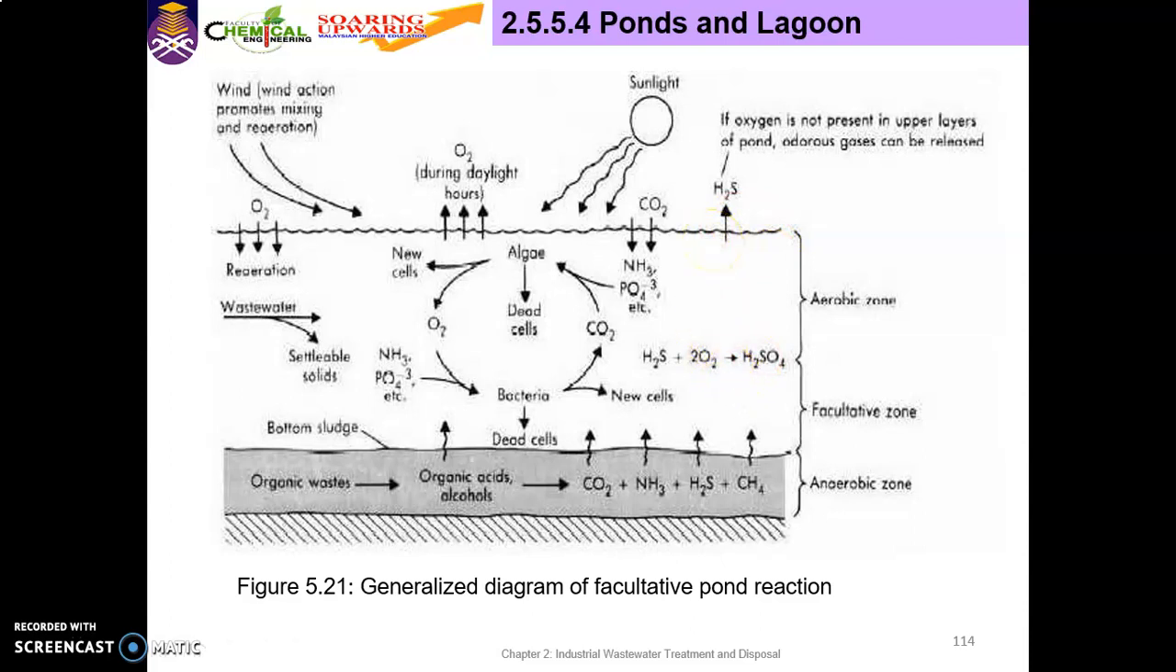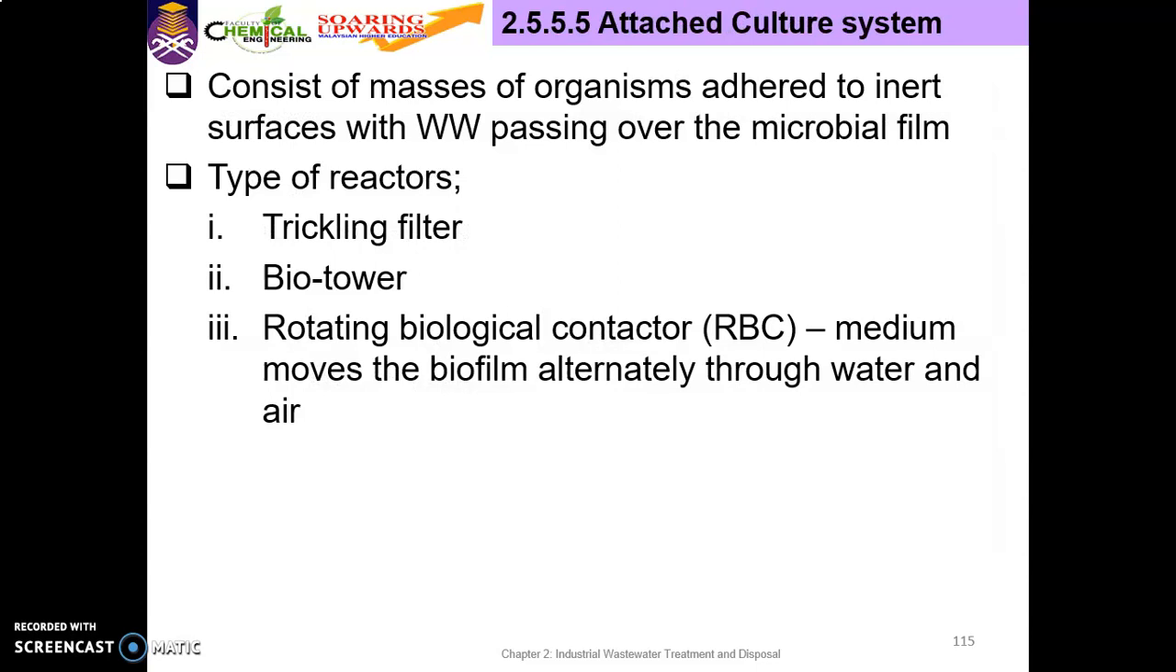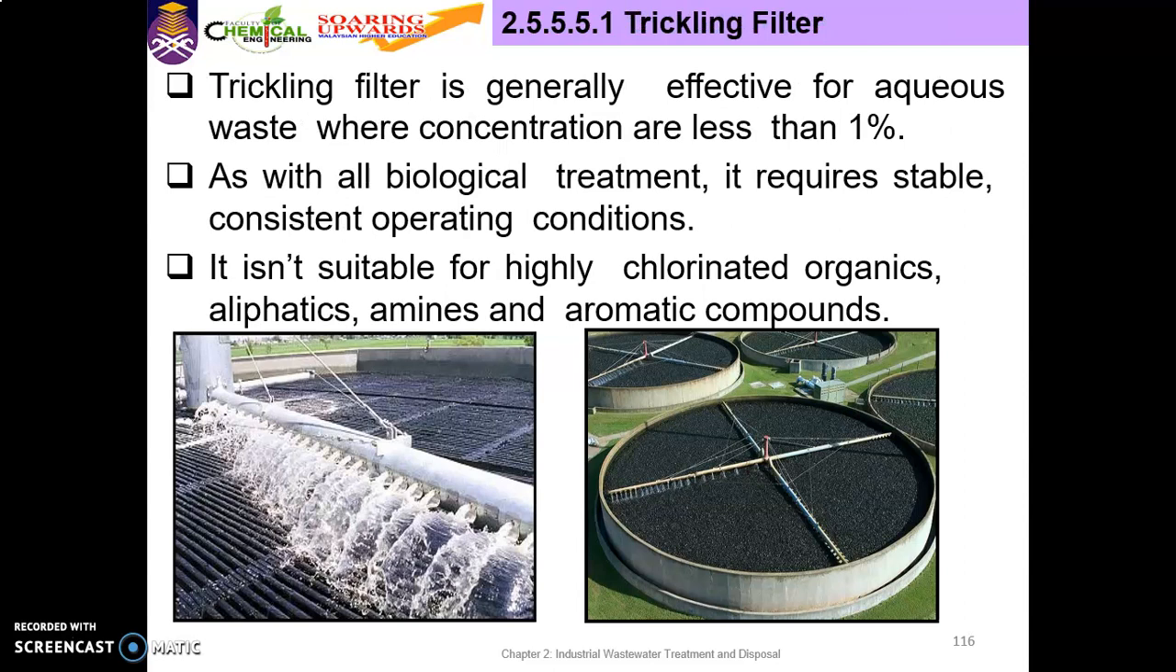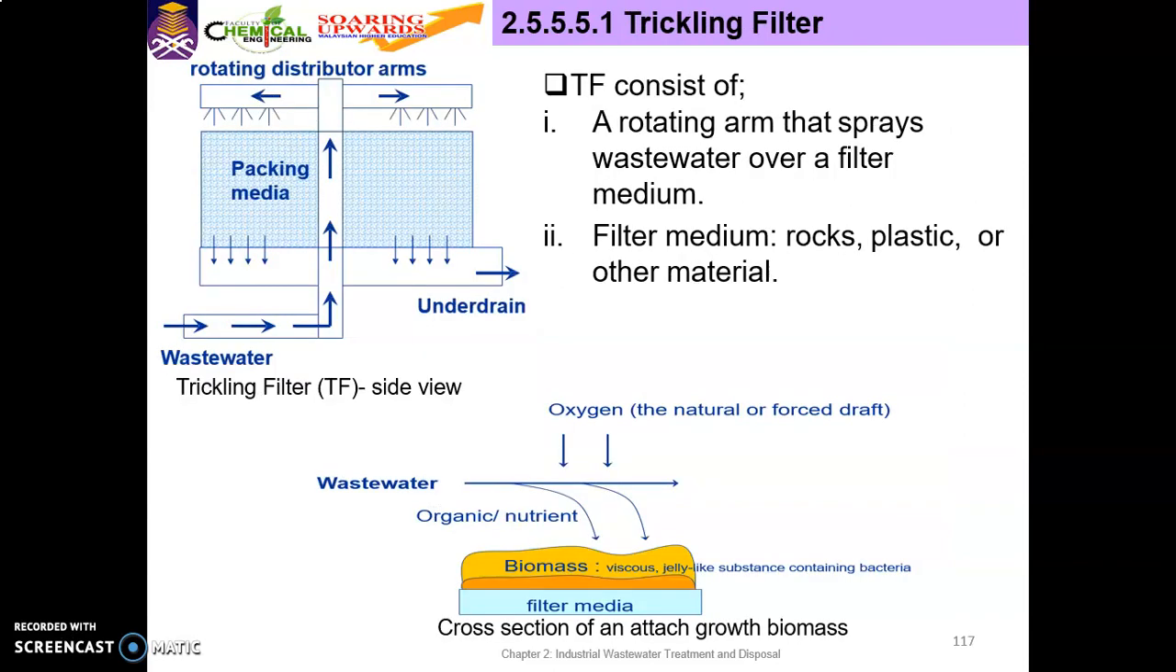So this is the pond and lagoon. And then for the attached culture system, we have 3 reactors that can be used. The first one is the trickling filter, number 2 is the biotower, and lastly the RBC, rotating biological contactor. You can read by yourself. This is the mechanism of the trickling filter.